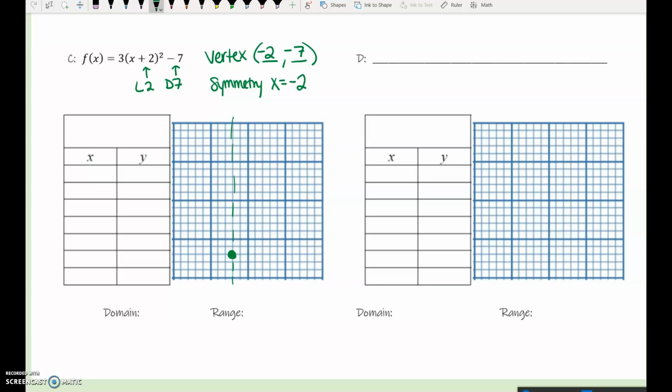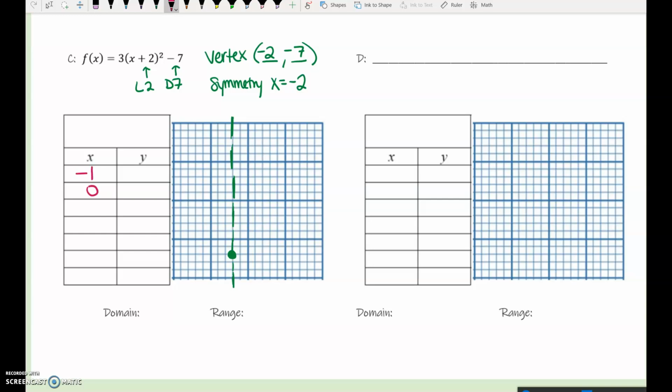Now, do you have to put that symmetry line on your graph? No. But it can be helpful when you're trying to graph if you have that visually there to help you. Okay, that's all the easy stuff. Now we have to think about getting more points. You want to pick x values that are close to that symmetry line. So our symmetry line is -2. We would want to pick -1 and 0.